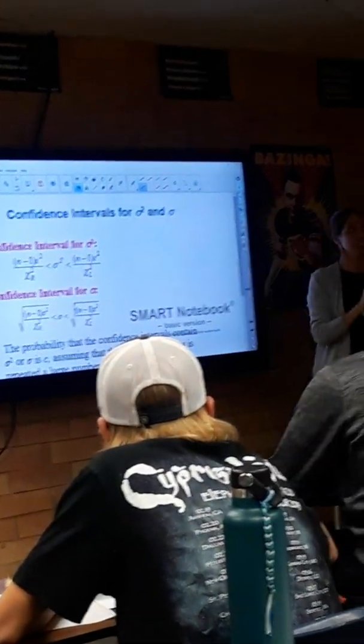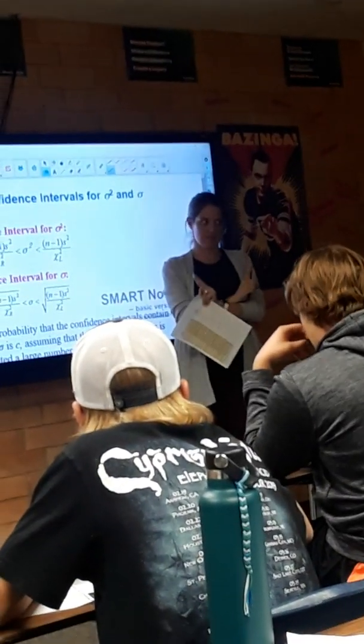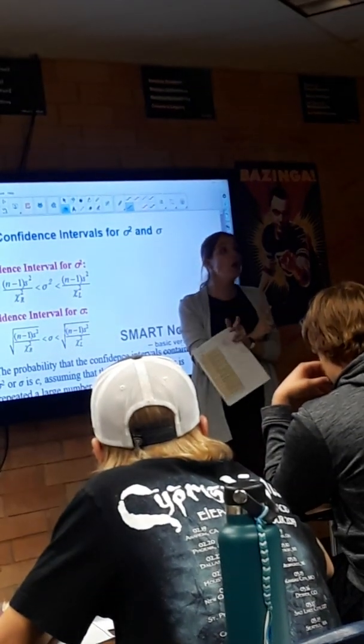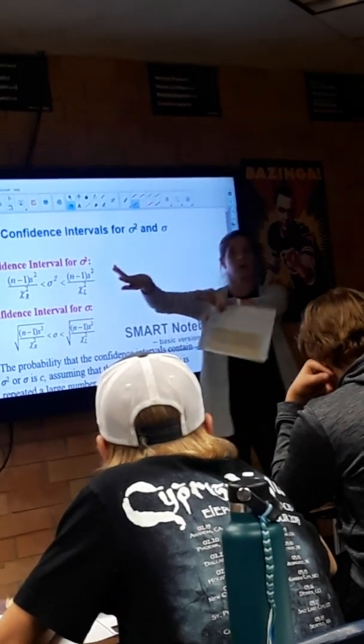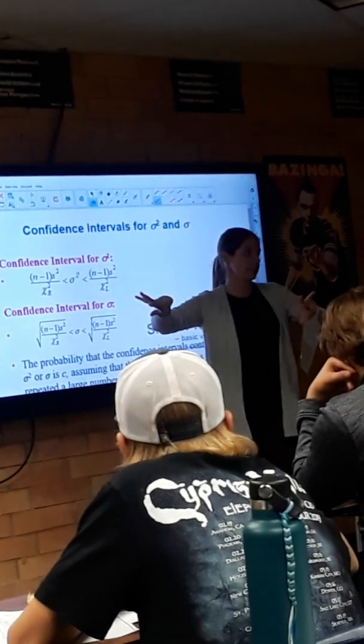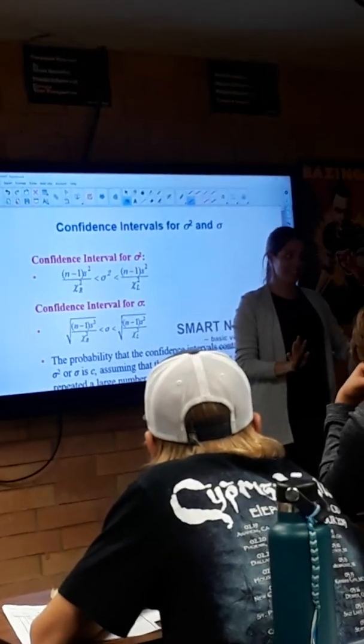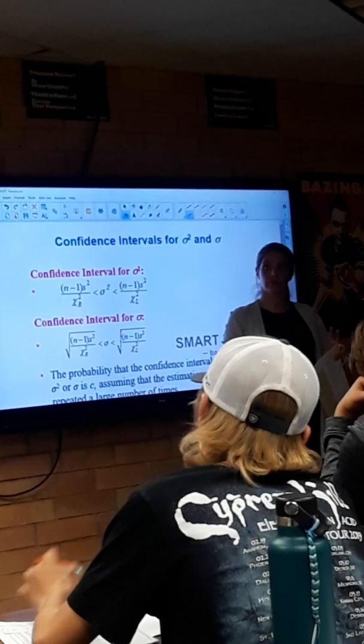Variance, then standard deviation. We always do variance first and then take the square root to get the standard deviation. We've always done that, and we're going to do that again today.